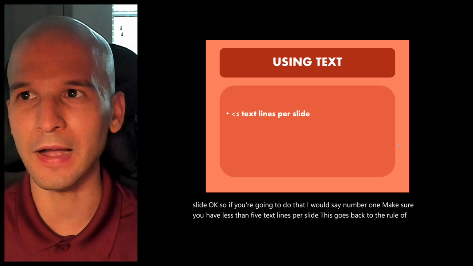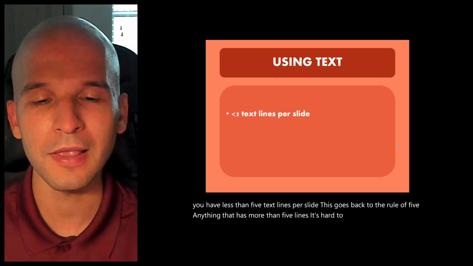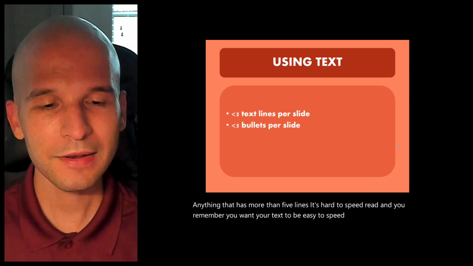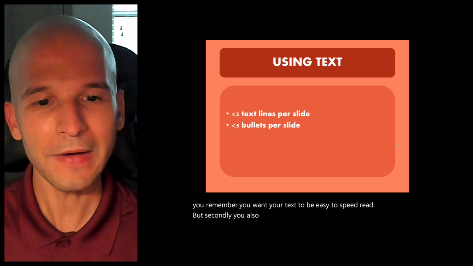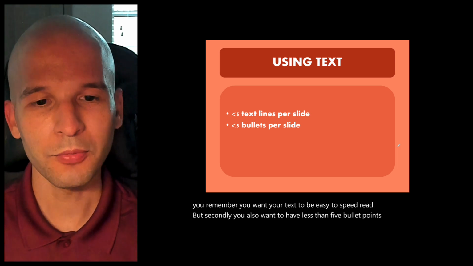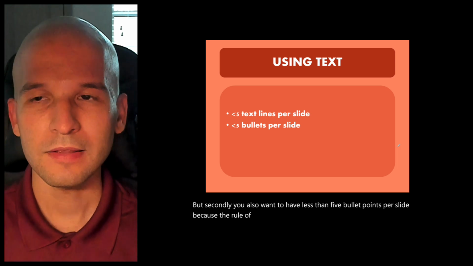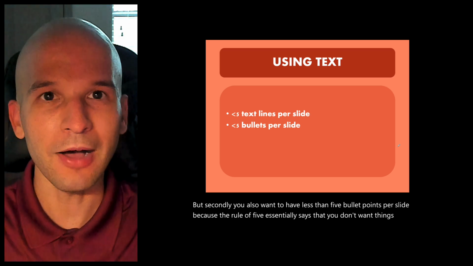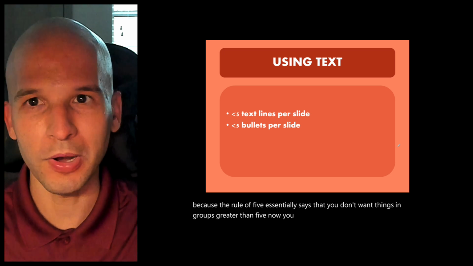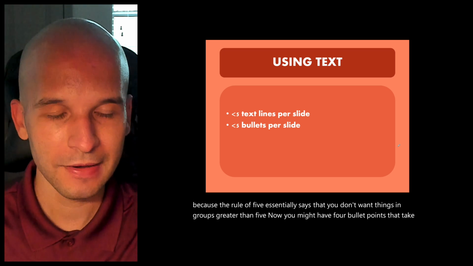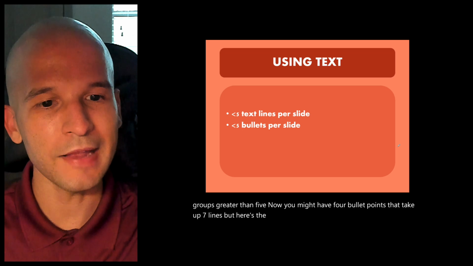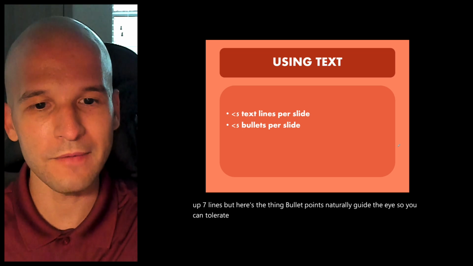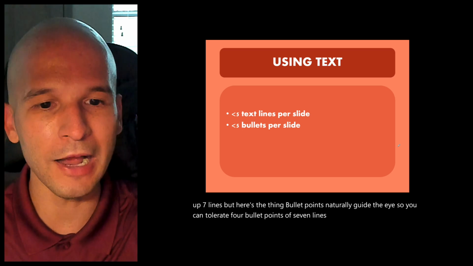Anything that has more than 5 lines is hard to speed read, and you remember, you want your text to be easy to speed read. But secondly, you also want to have less than 5 bullet points per slide, because the rule of 5 essentially says that you don't want things in groups greater than 5. Now, you might have 4 bullet points that take up 7 lines. But here's the thing, bullet points naturally guide the eye, so you can tolerate 4 bullet points of 7 lines because they help guide your eye.